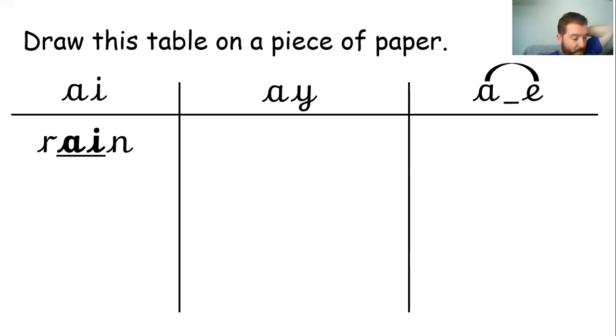Okay, the next one I want you to do is clay. Clay. We made a cup using clay. Clay. Okay, clay is spelt A-Y. C-L-A-Y. Clay. Give yourself a tick if you got that right.